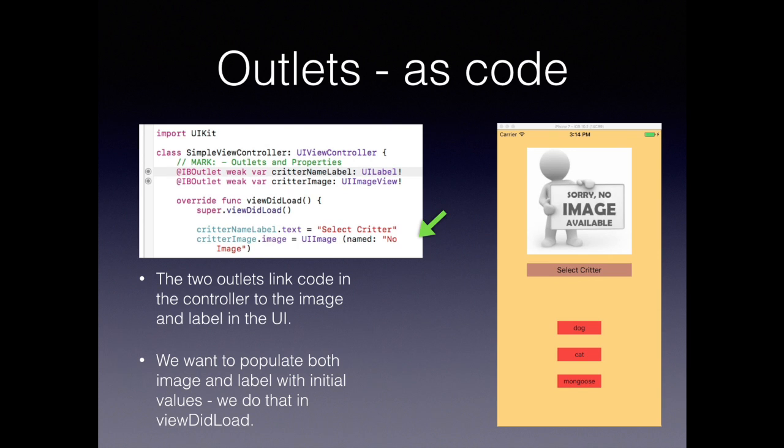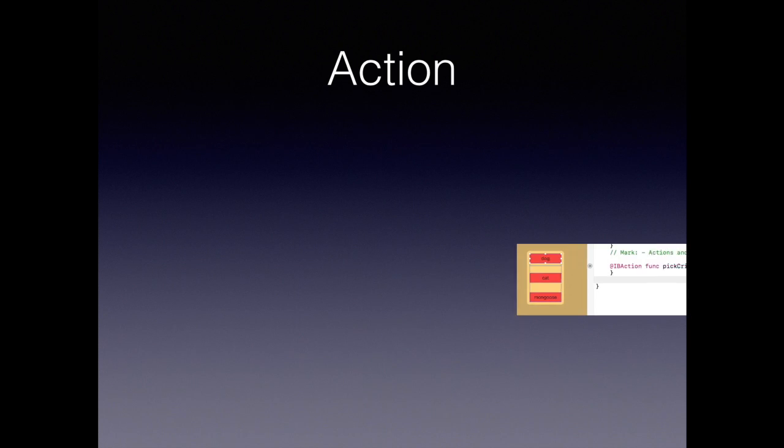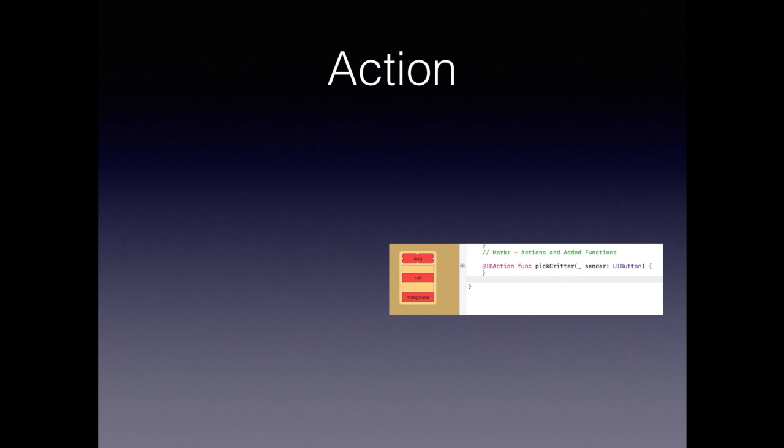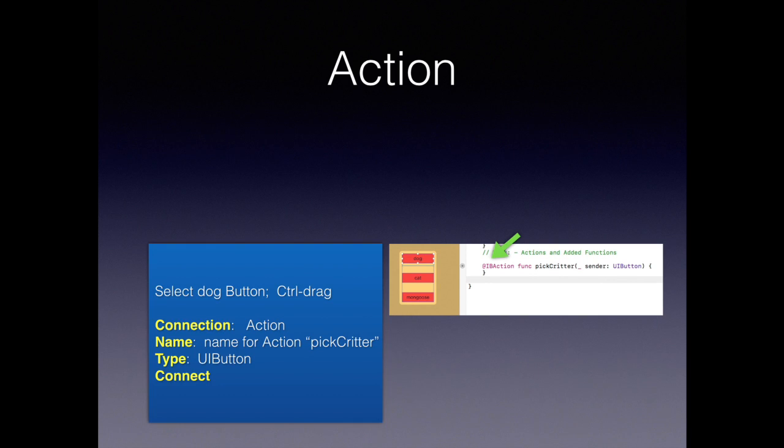So now we've automated with code the values that appear in the label and the image that appears in the image frame. Now we want to essentially enable the buttons so that they function. And buttons create what is called an IB action. IB action is just a function that's created in the interface builder, hence IB action. And that's also done by doing a control drag from the button right to the controller class.